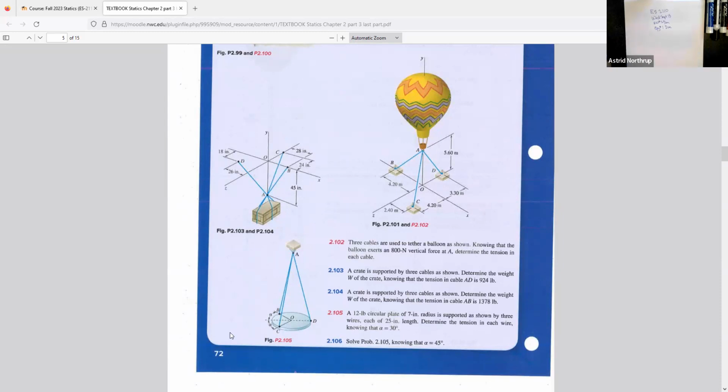That's good. So basically 2.105, I'll read through that and then I will alter it so that alpha is 45 degrees. We have a 12-pound circular plate, 7 inches in radius, supported as shown by 3 wires, each of which is 25 inches long. Determine the tension in each wire, knowing that alpha in this case is 45 degrees.